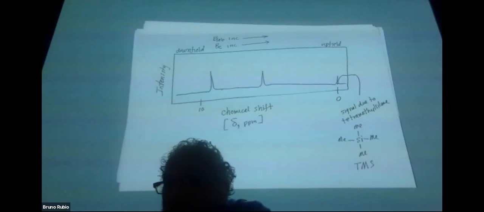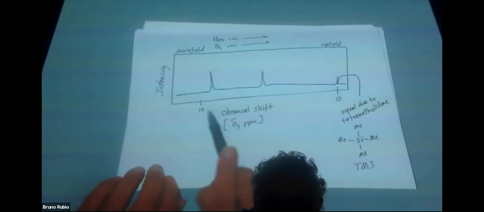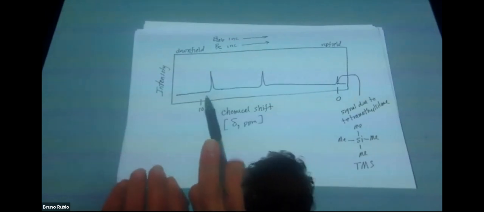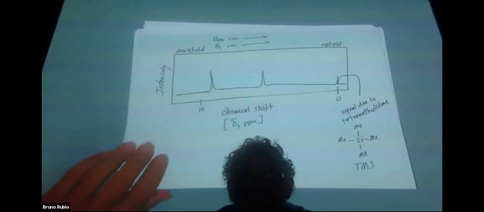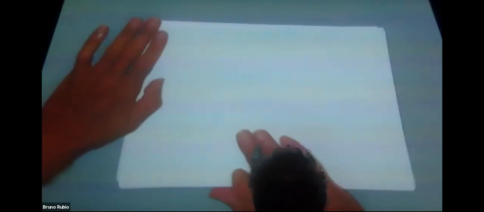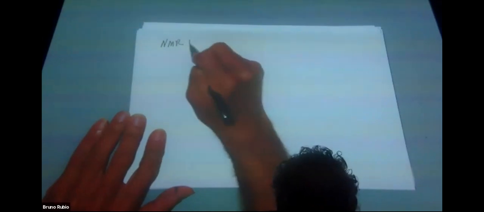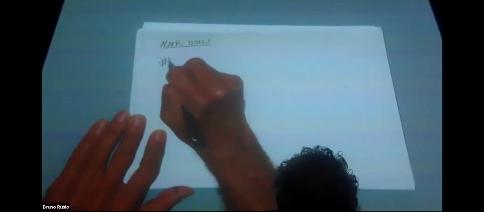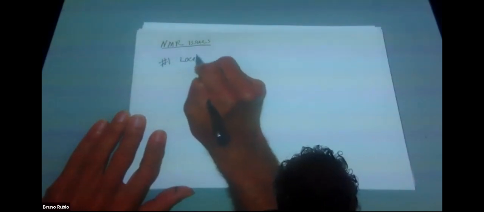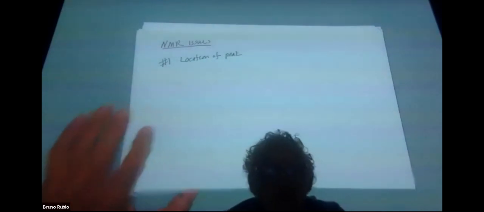Okay, so we want to understand more why it is that we have some peaks that are to the left and some peaks that are to the right. So let's make a little list of the NMR issues that we will entertain. First issue is the location of the peak. In other words, the chemical shift.